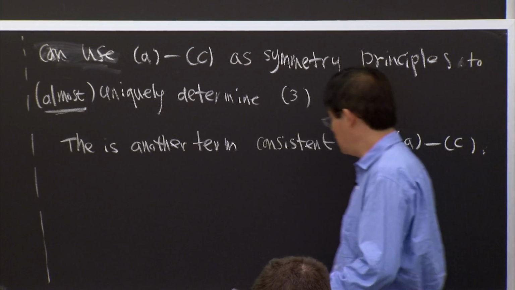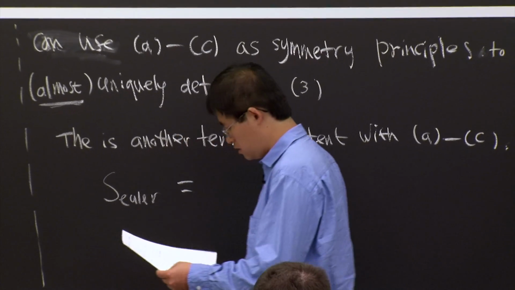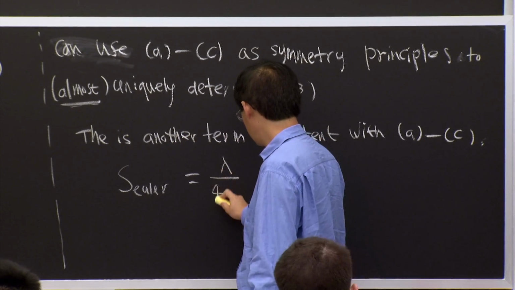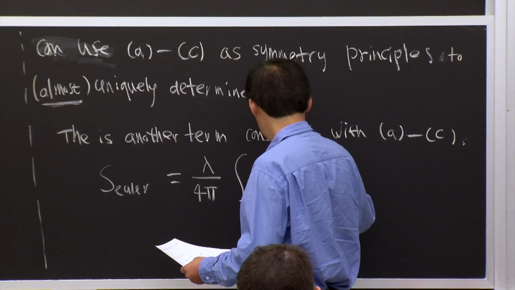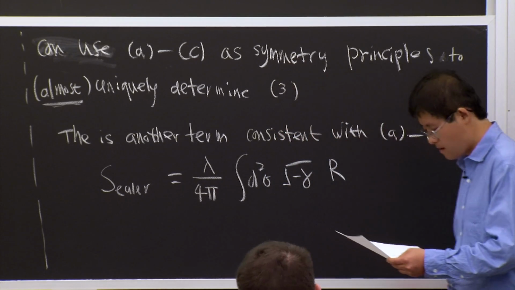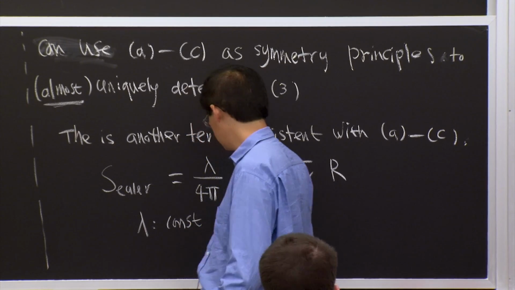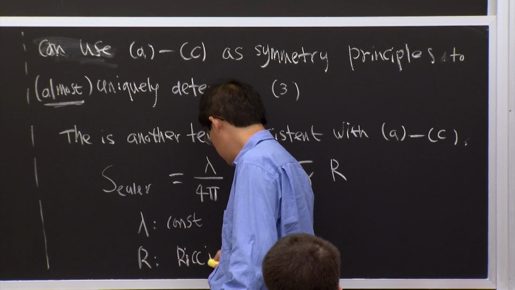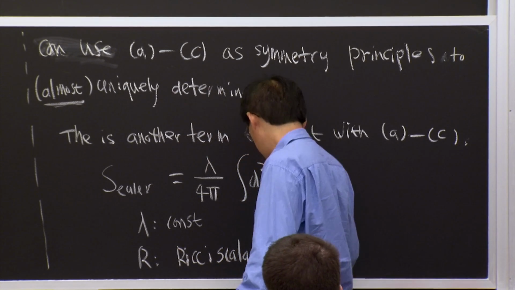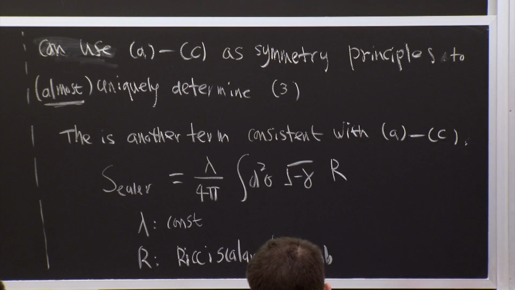I will just immediately write it down. This is called the Euler action. This action actually has a long history. It can be written as follows. Lambda is just a constant, some arbitrary constant, and R is the Ricci scalar for gamma AB. Gamma AB is a two-dimensional metric, and you can construct the corresponding Ricci scalar.